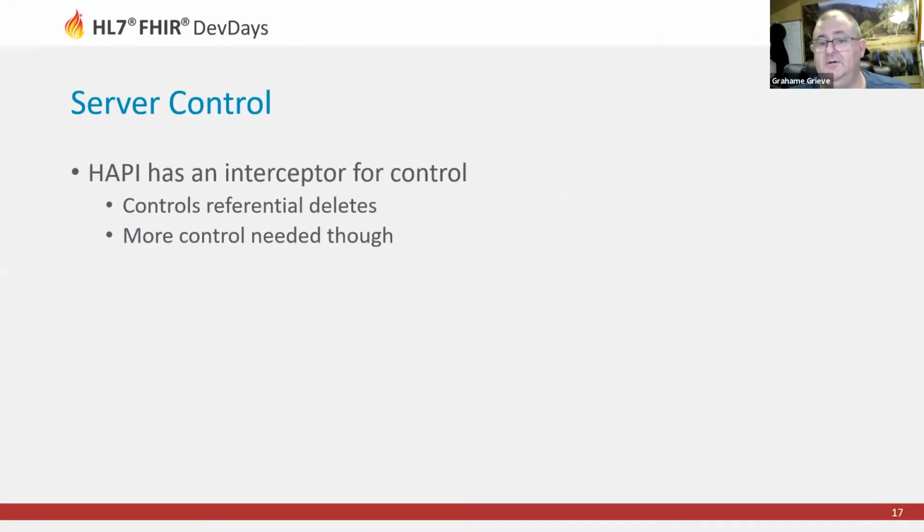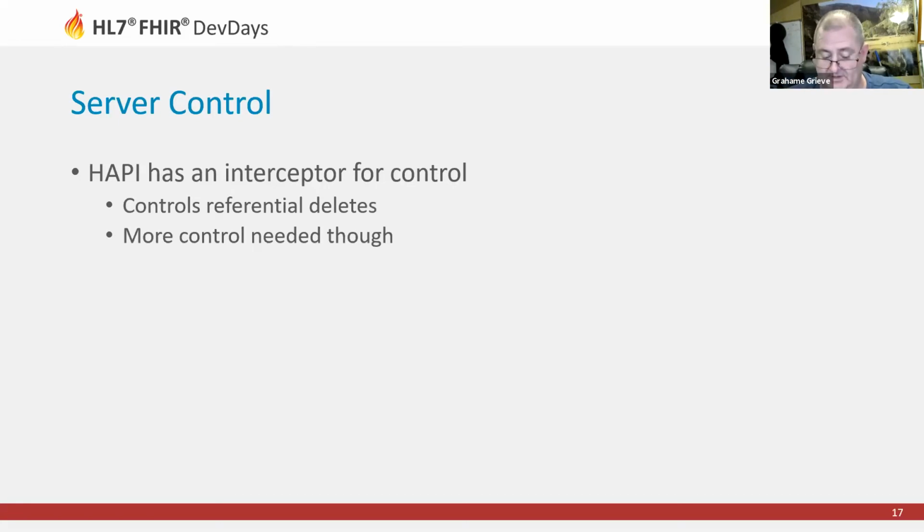Now, on Happy, Happy has an interceptor for control. That means a piece of software that runs inside the server that can allow you to control referential integrity. In particular, you can look at a resource that's been deleted and say, hey, I don't care about this deletion if the resource is referenced from an audit event or a provenance. It's fine. Just go ahead and do the deletion and keep those. Whereas you can say if it's referred to from any other place, then don't let the deletion happen.